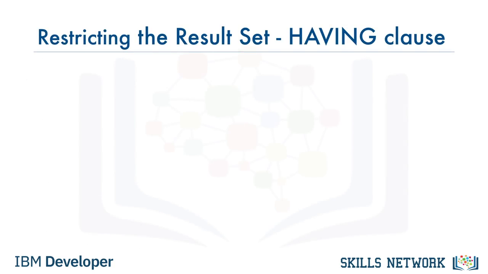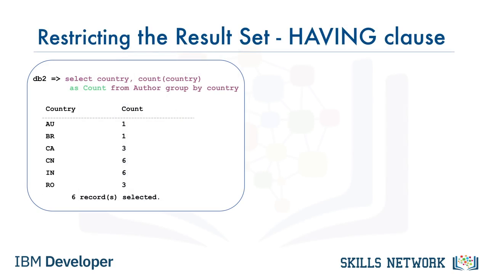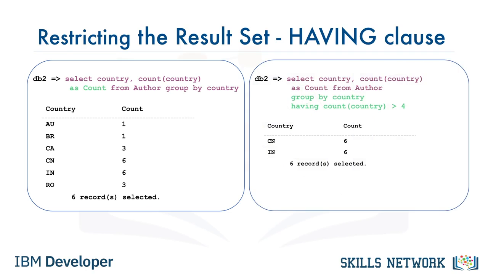Now that we have the count of authors from different countries, we can further restrict the number of rows by passing some conditions. For example, we can check if there are more than 4 authors from the same country. To set a condition to a group by clause, we use the keyword having. The having clause is used in combination with the group by clause. It is very important to note that the where clause is for the entire result set, but the having clause works only with the group by clause.